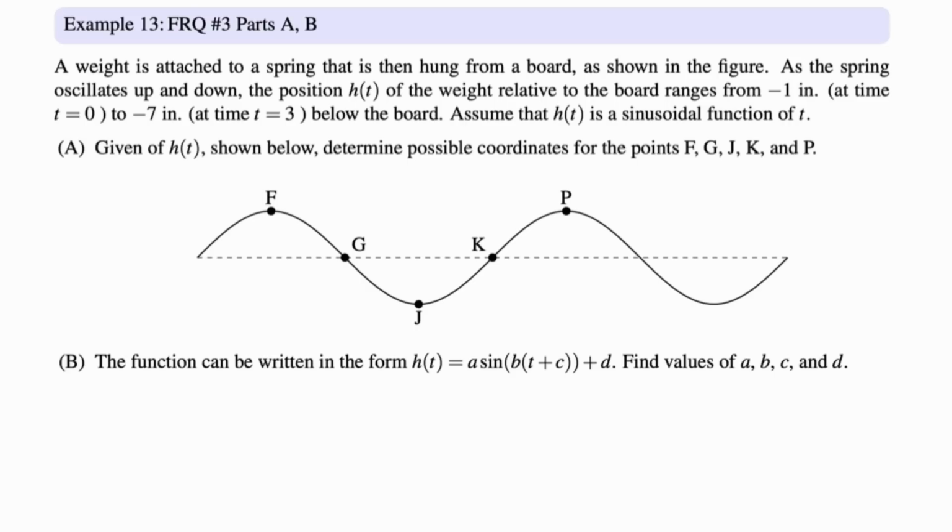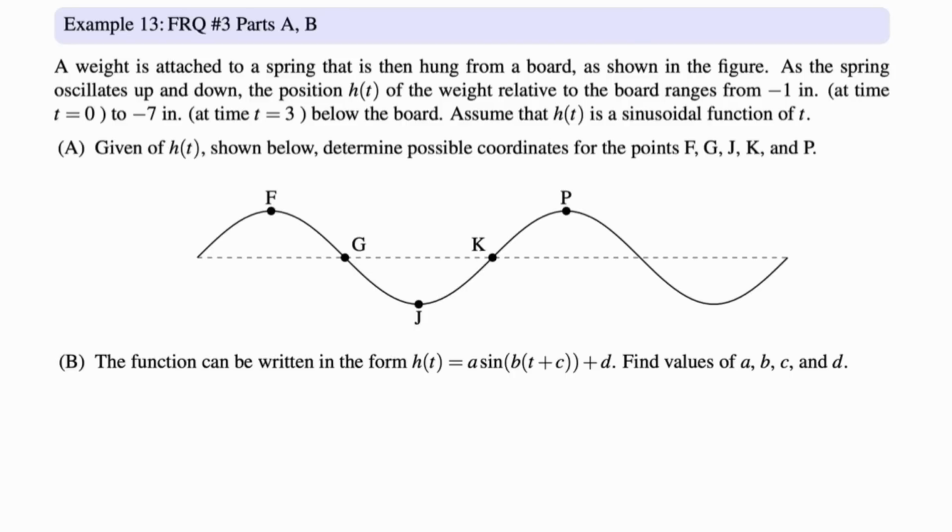So a weight is attached to a spring that is then hung from a board. I got this from an OpenStax textbook. I like OpenStax, kind of recommend it. As the spring oscillates up and down, the position h of t of the weight relative to the board ranges from -1 at t equals 0 to -7 at t equals 3. So right away, you know this thing is always negative.